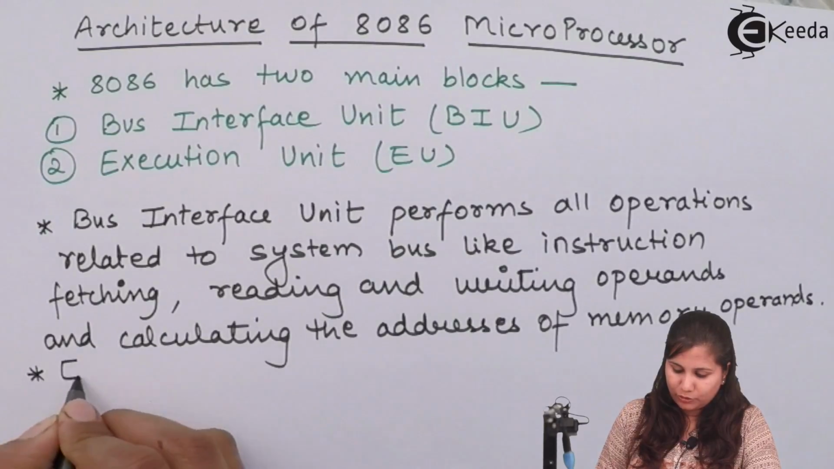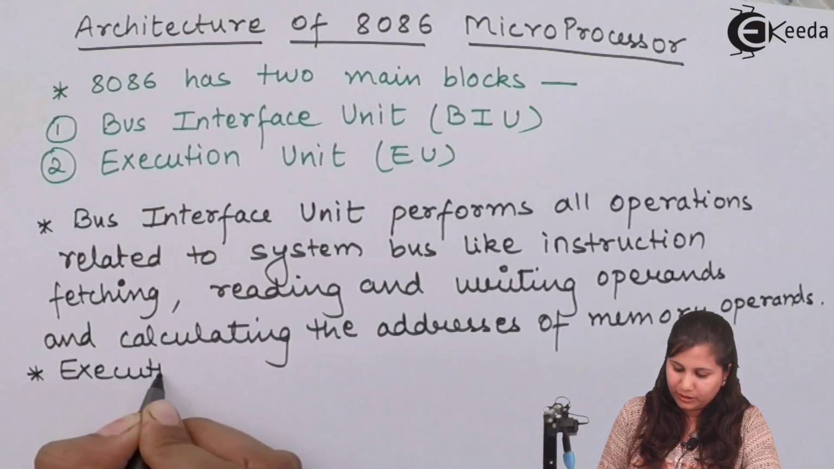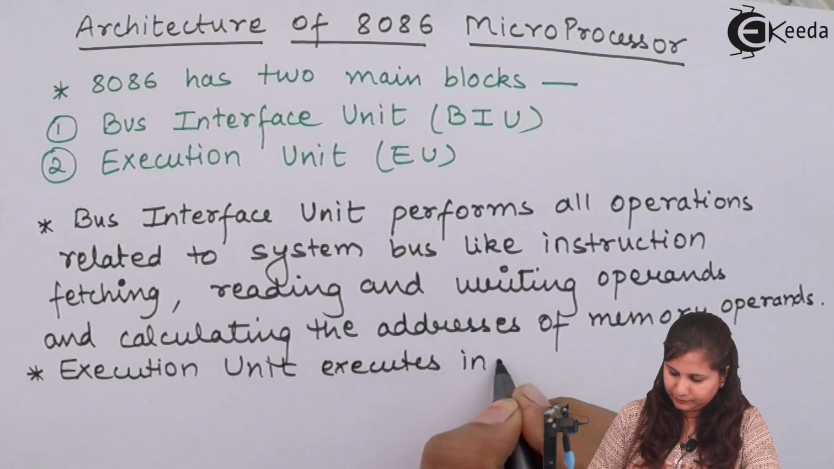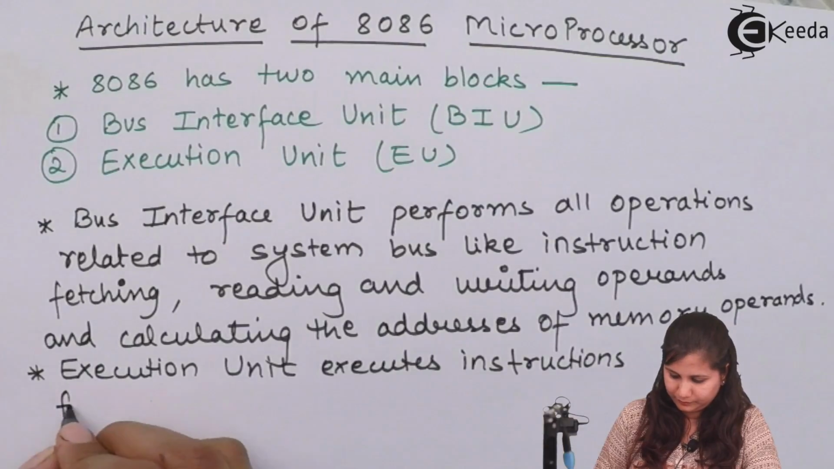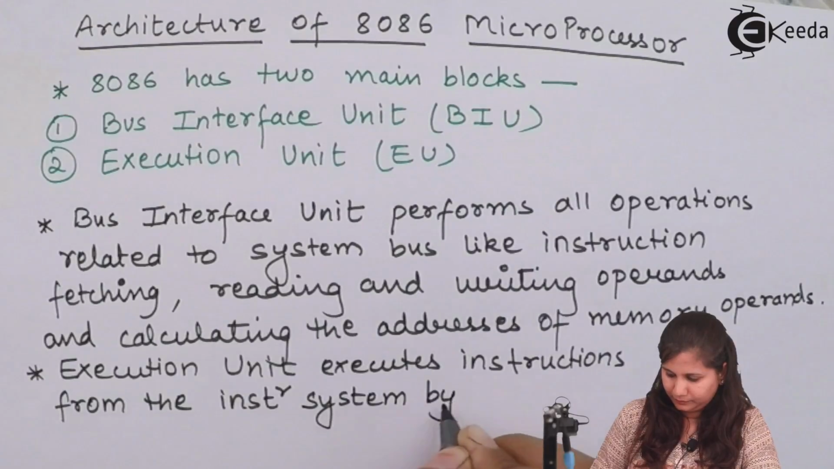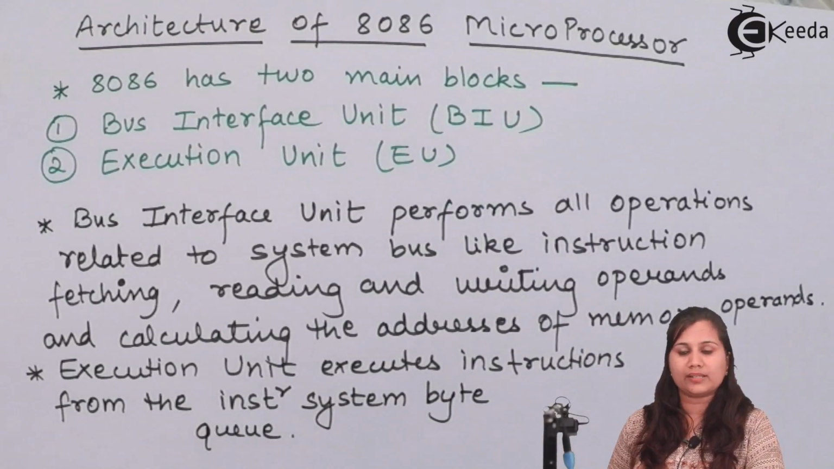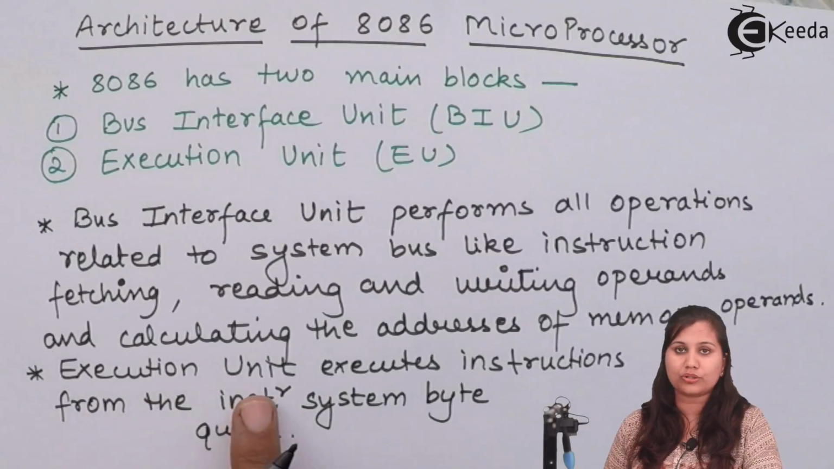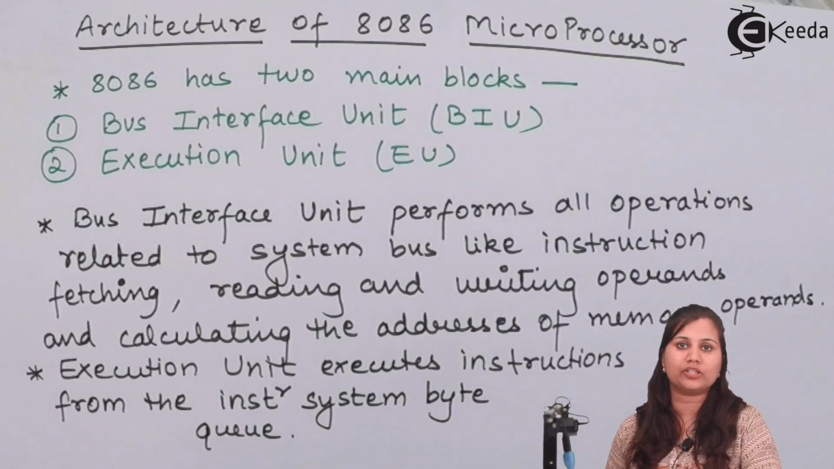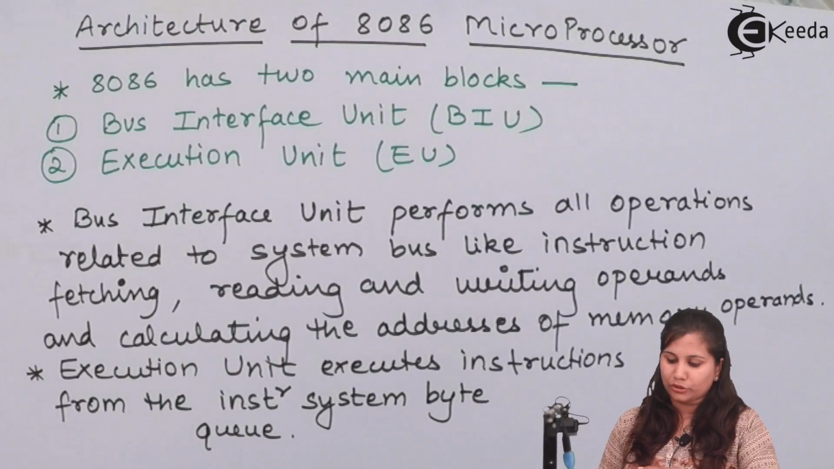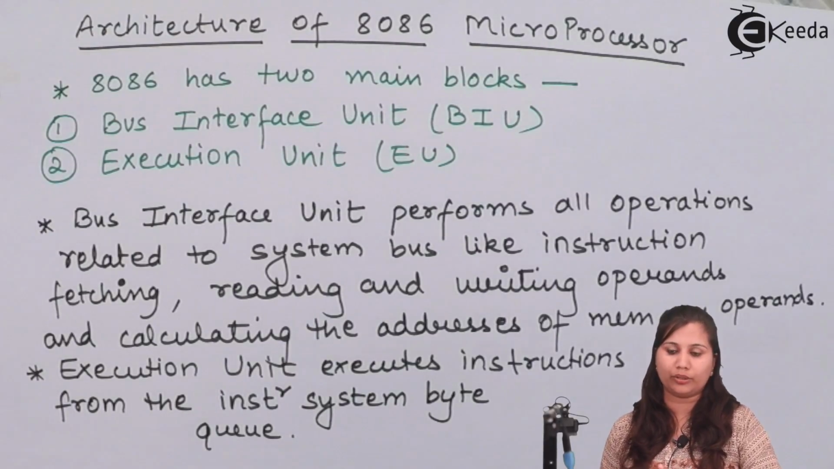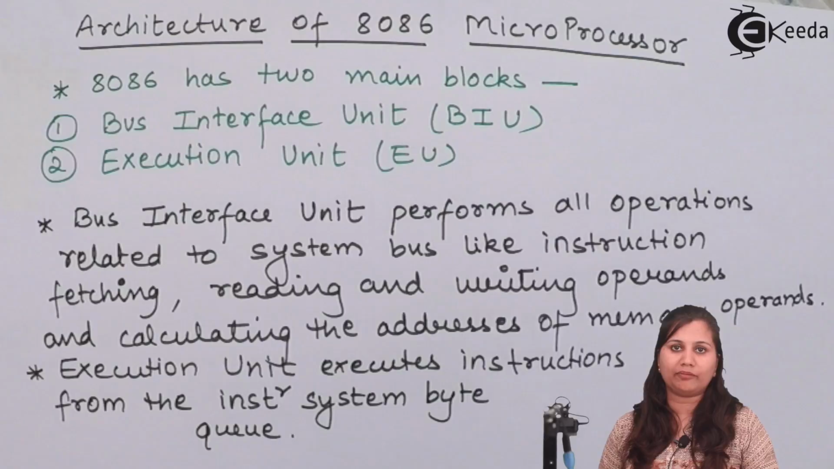Second, we have the execution unit, which executes all the instructions. From the instruction stream byte queue, the execution unit is going to extract all the instructions and then execute those instructions. So that is the function performed by the bus interface unit and the execution unit. Now in these two units we have various blocks.